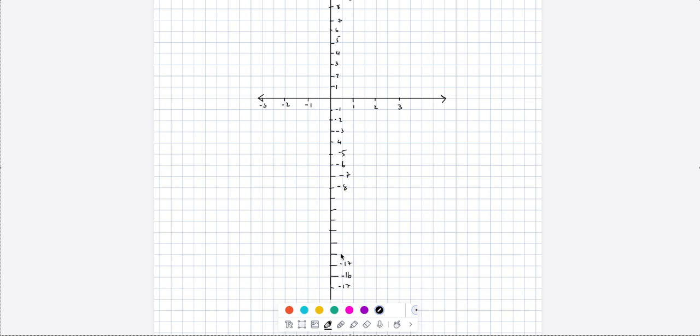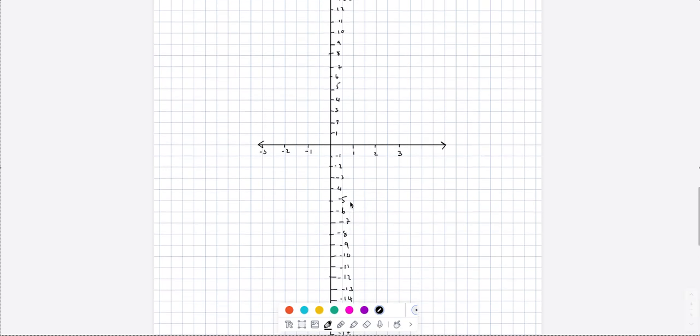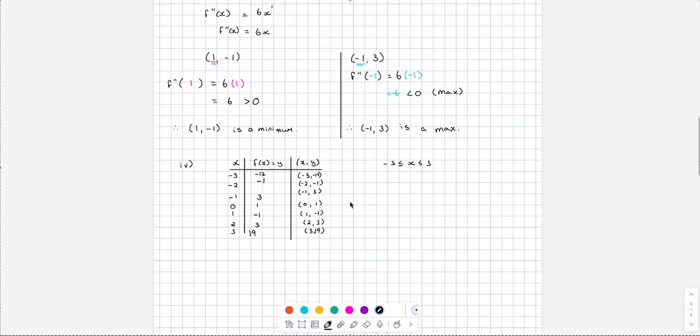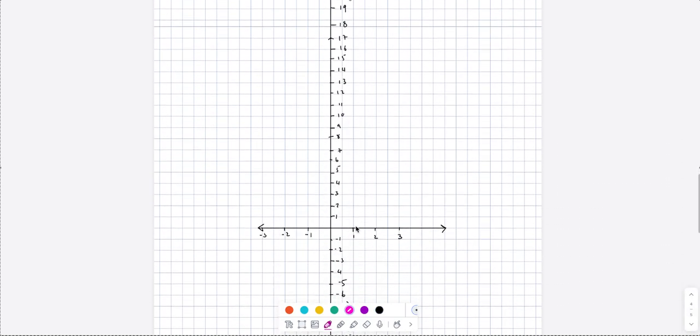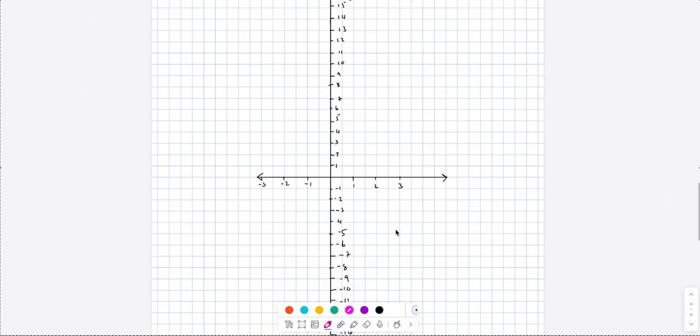Now, minus 15, minus 14, minus 13, 12, 11, 10, and 9. And now we're going to just plot each of them onto the axis. So we've got 3, minus 17. So go to 3 and go down to minus 17.